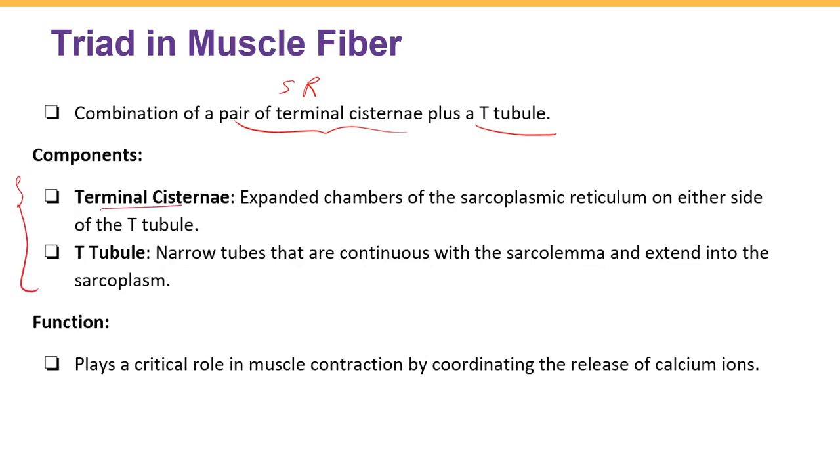Terminal cisternae is the swollen part of the sarcoplasmic reticulum on either side of the T-tubule, which, when the signals come from our nervous system, would release the calcium. Then the T-tubule would carry the electrical signals to the deep part of the cell. So it helps make sure the muscle gets the message to contract, and does it fast. It plays a critical role in muscle contraction by coordinating the release of calcium ion.